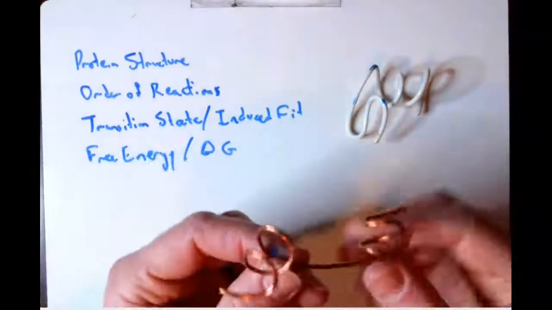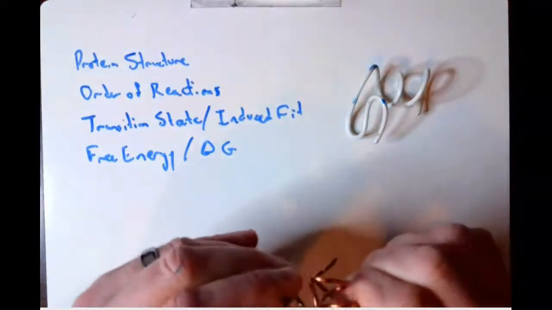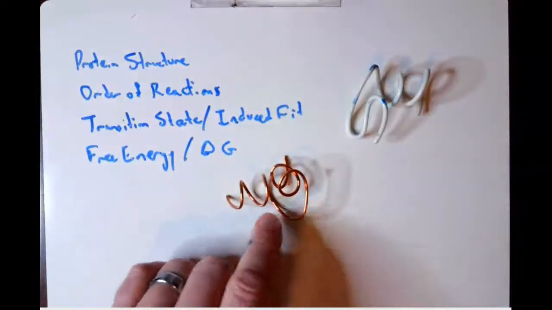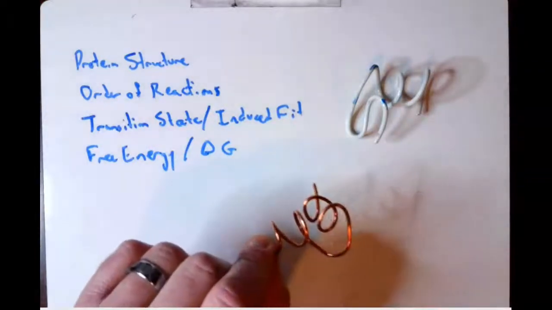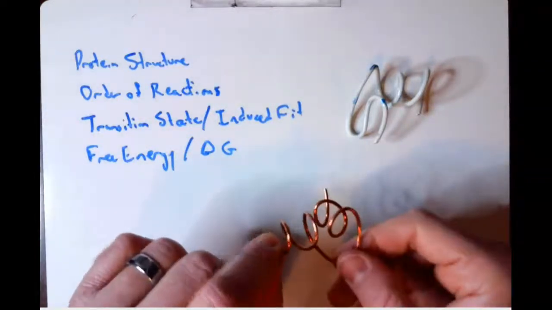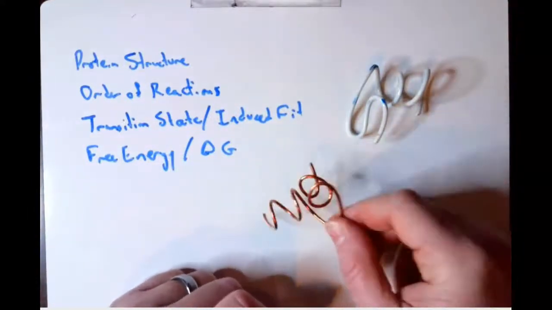Let me induce a turn to bring this into a tertiary shape. Now we have a tertiary structure. We have a turn or a loop over here, and it's bringing these 2 alpha helices in close proximity to each other. Now the side chains of these 2 alpha helices can interact and hold on to each other through non-covalent forces, keeping this three-dimensional shape.